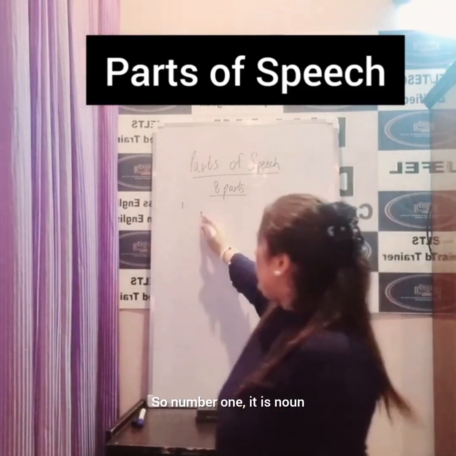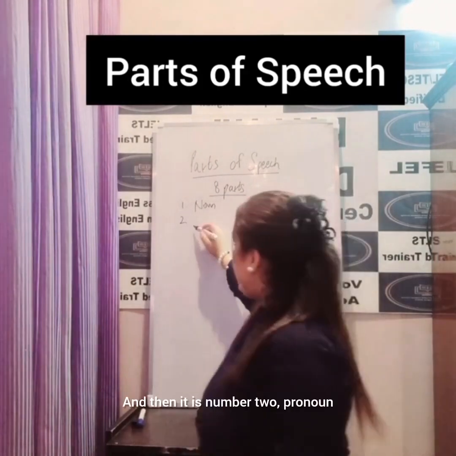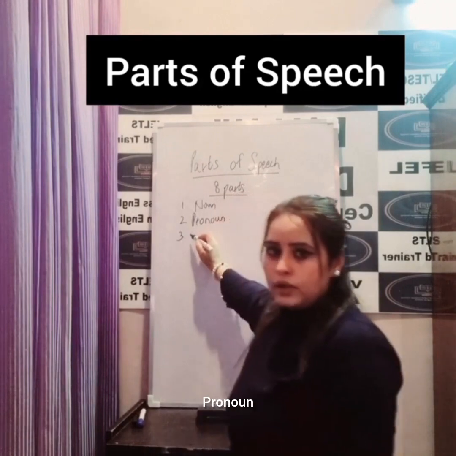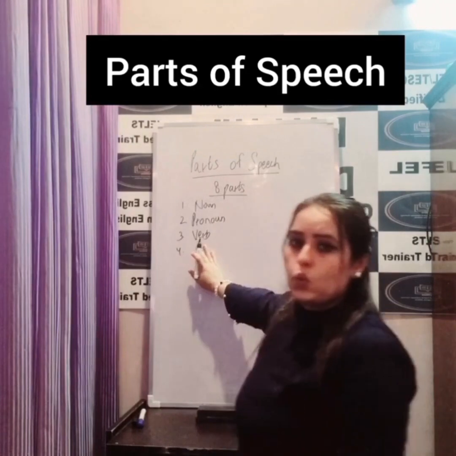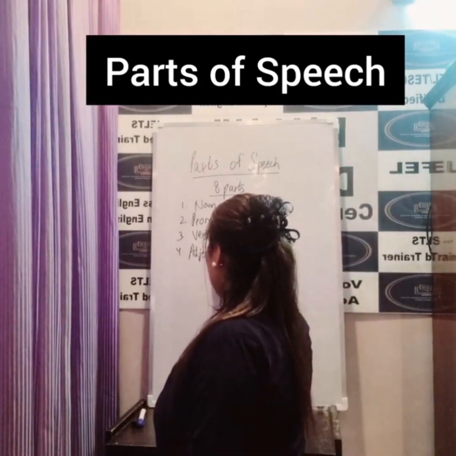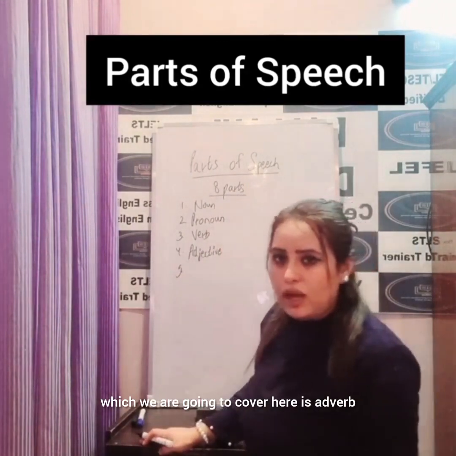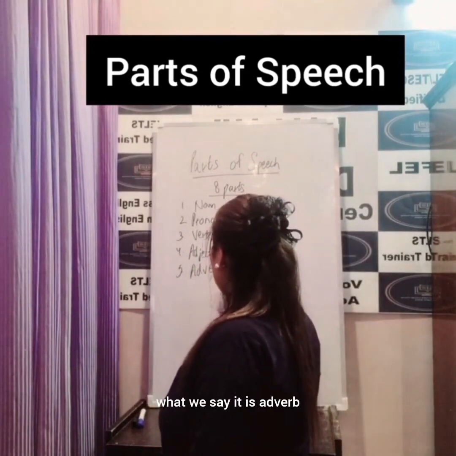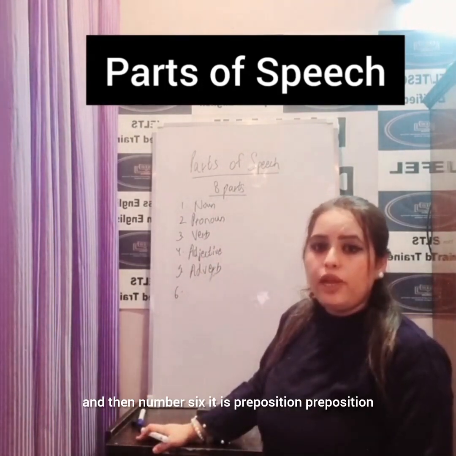So number 1, it is noun. And then number 2, pronoun. And the third one, it is verb. And then number 4, it is adjective. And then the 5th one which we are going to cover here is adverb. And then number 6, it is preposition.